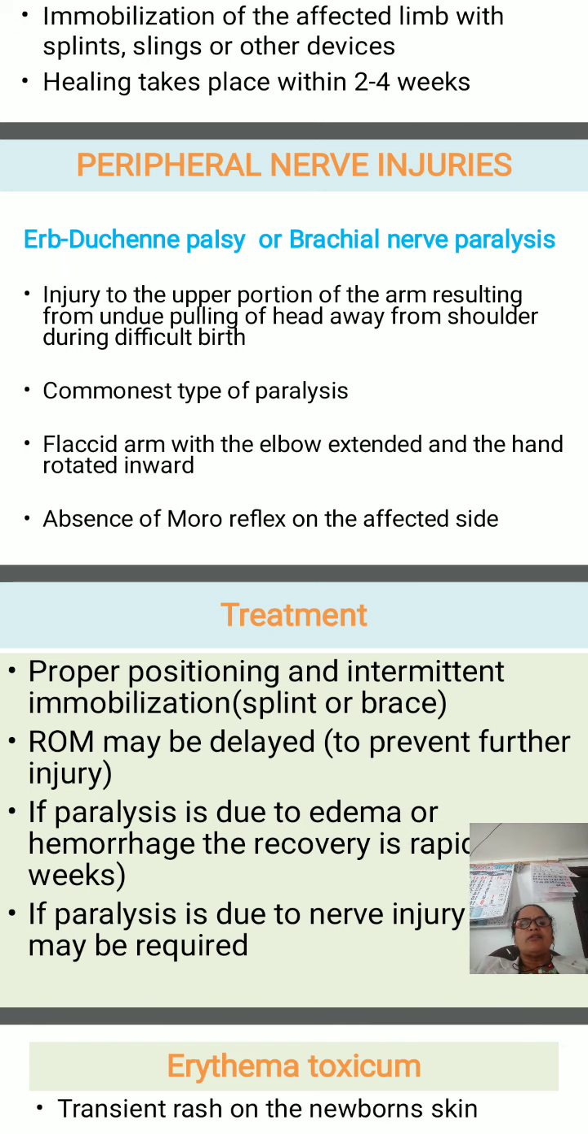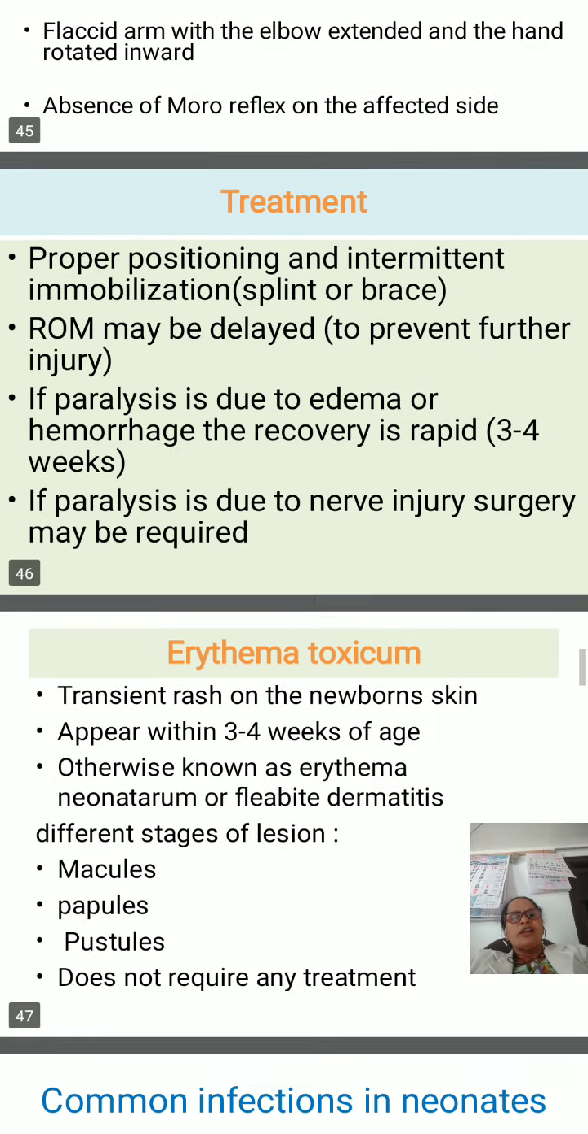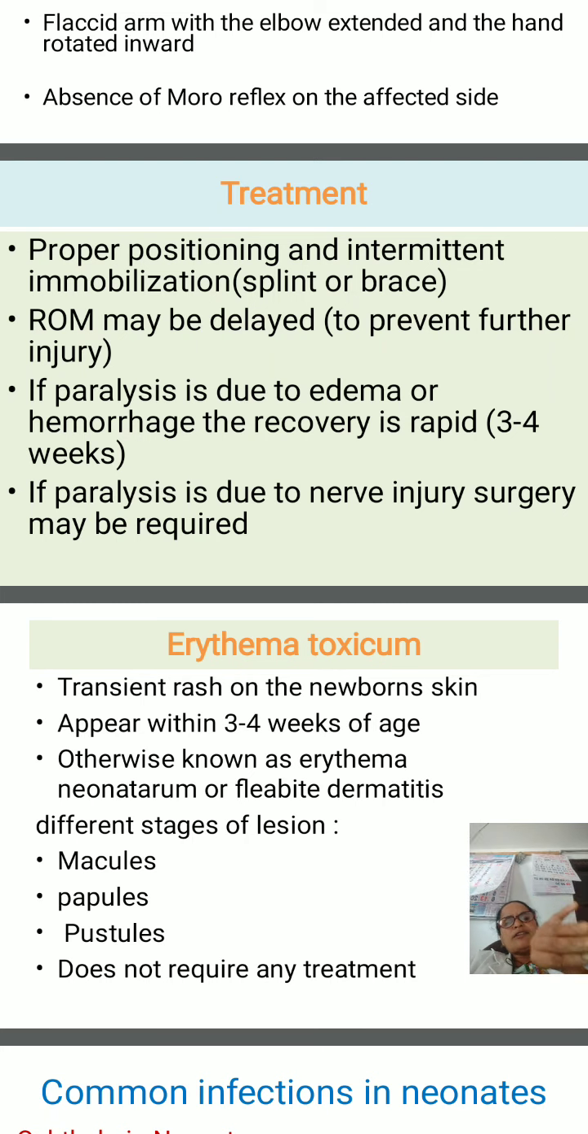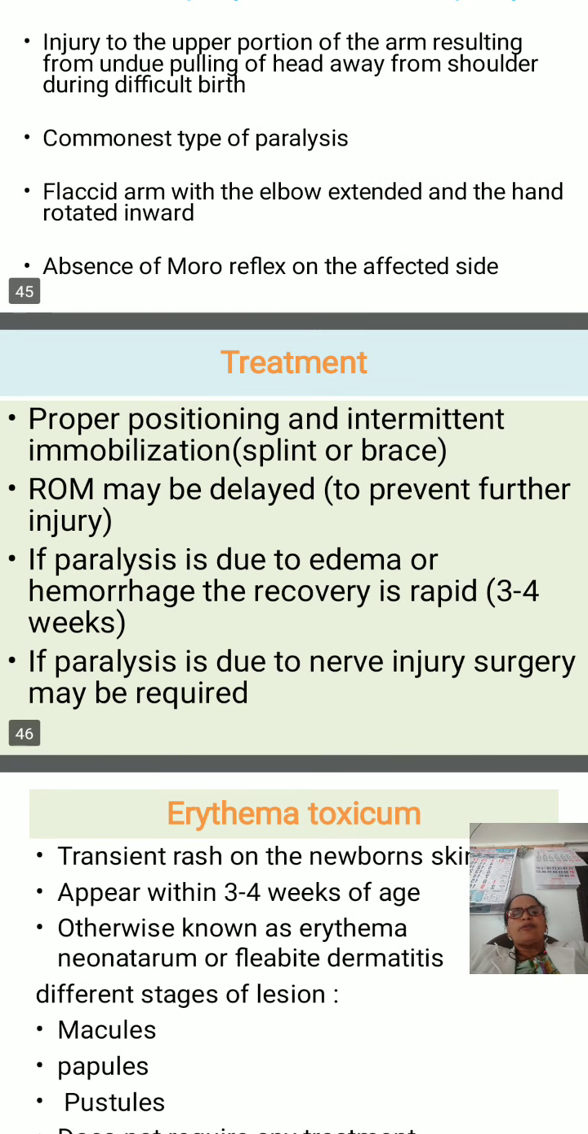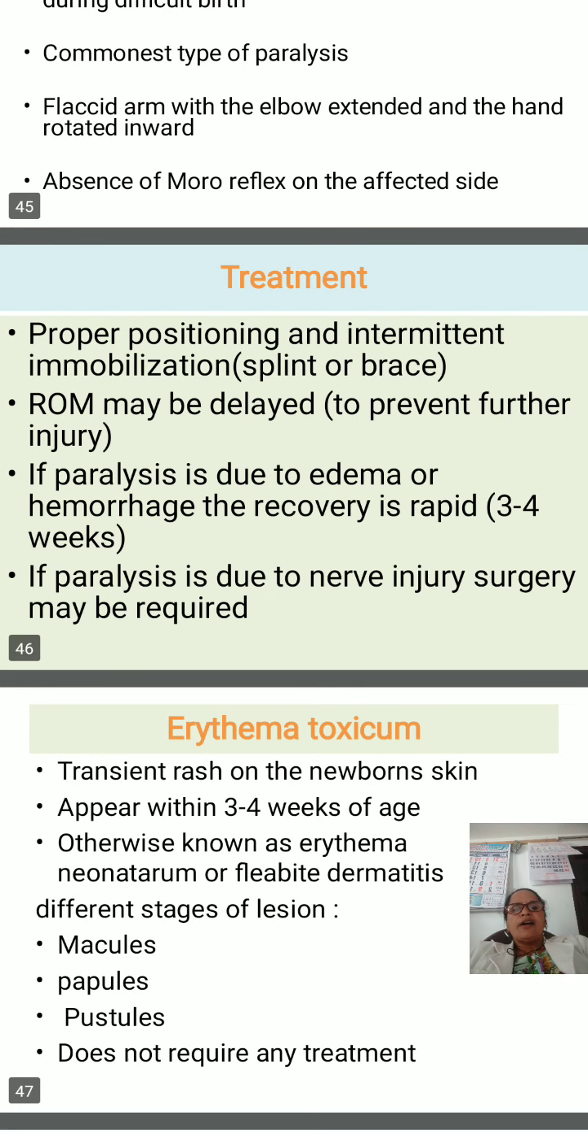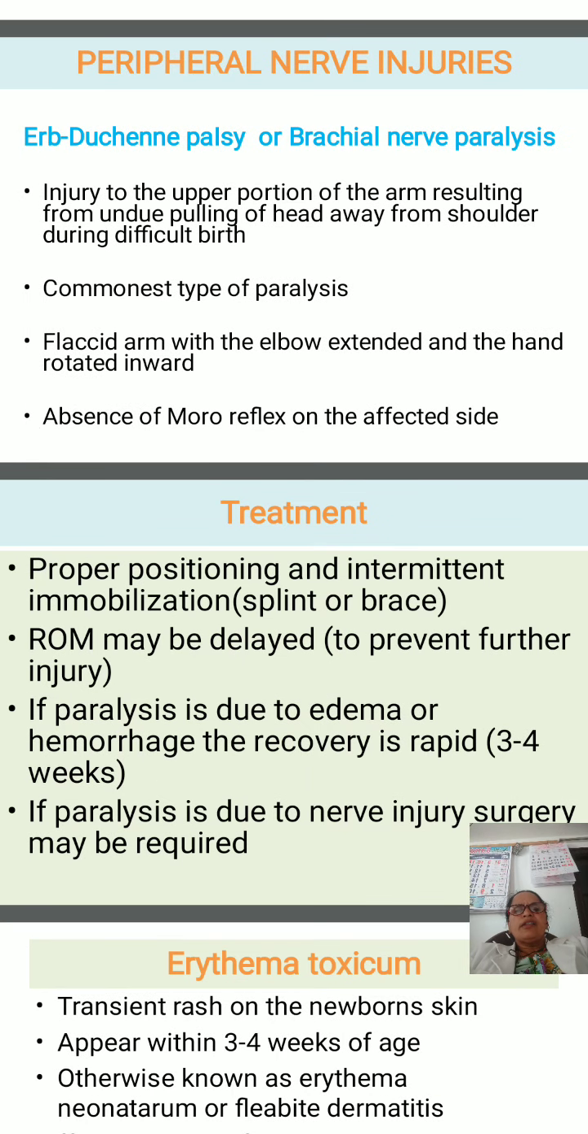It will cause the commonest type of paralysis. Here the baby's arm is flaccid, the elbow is extended, and the hand is rotated inward. The hand will be rotated and pointed inward like a waiter's tip. If you want to give a tip, the way the waiter holds the hand, the hand will be like this. Then absence of the Moro reflex on the affected side.